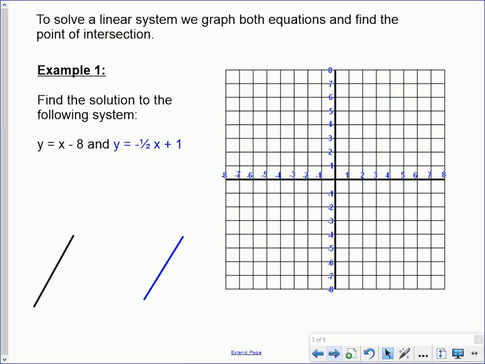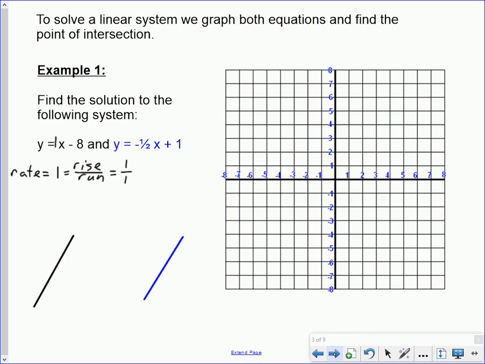Now, how are we doing this? Well, let's look at our first equation, y equals x minus 8. We know from our work on linear equations that the rate of this line is going to be 1. Because we don't see the 1 in there, but we assume that there's a 1 as the coefficient on that x. So our rate is 1, which is our rise over our run. So our rise must be 1 and our run must be 1.